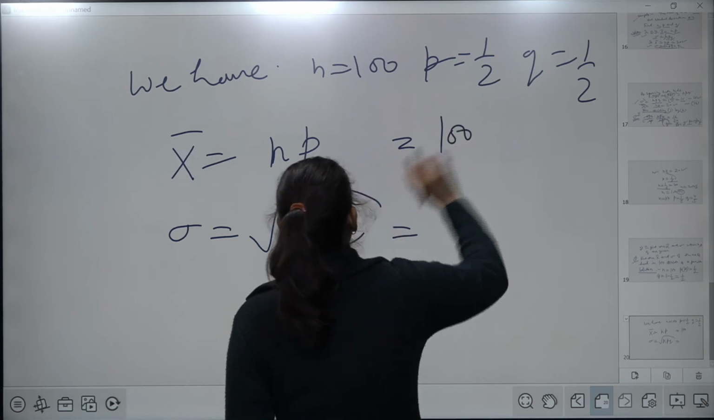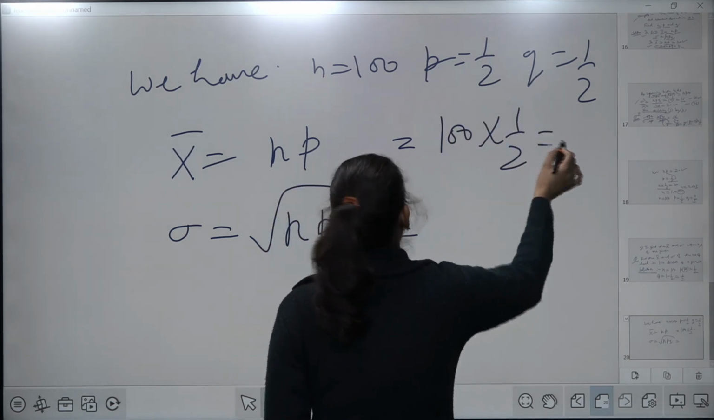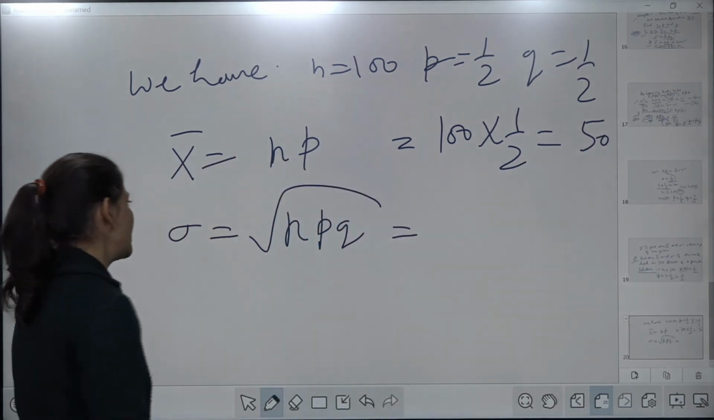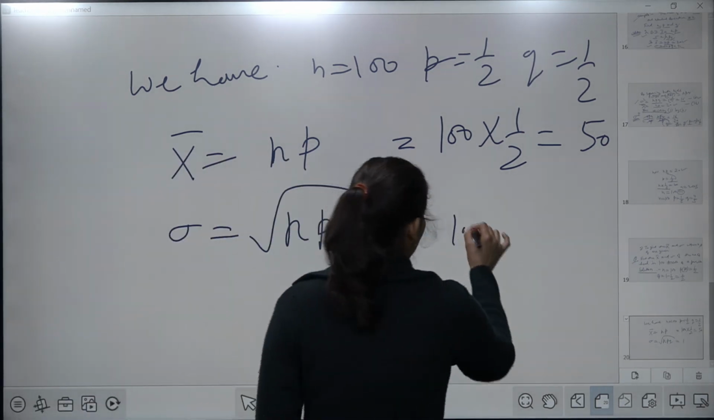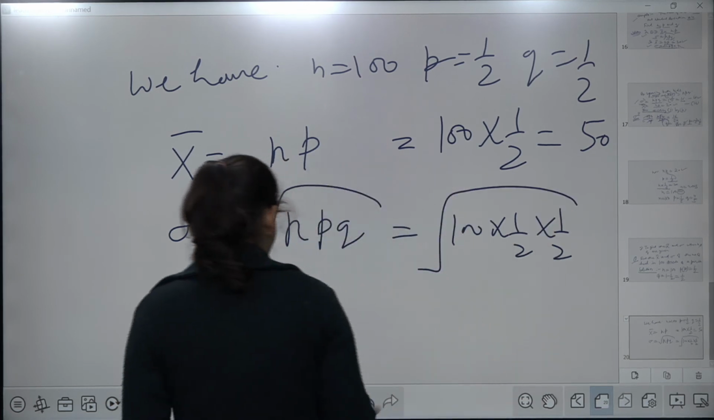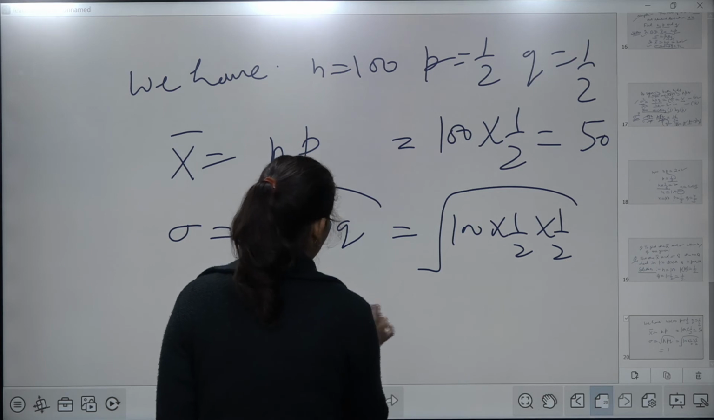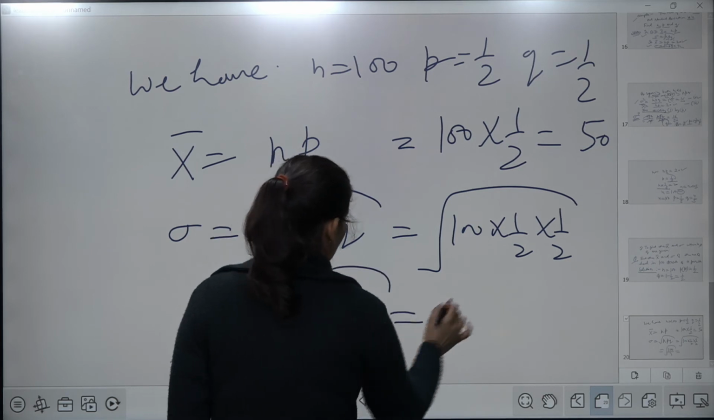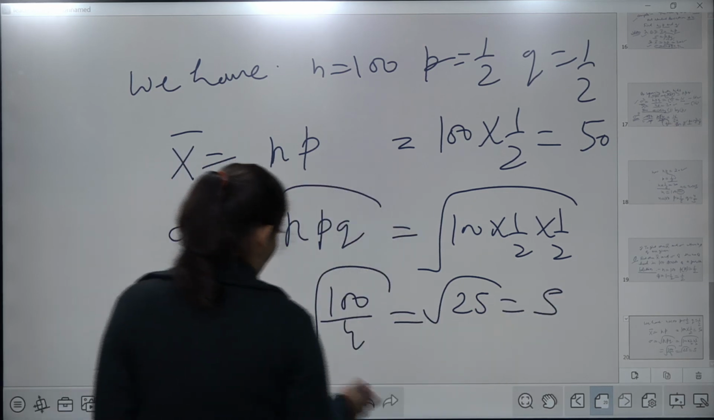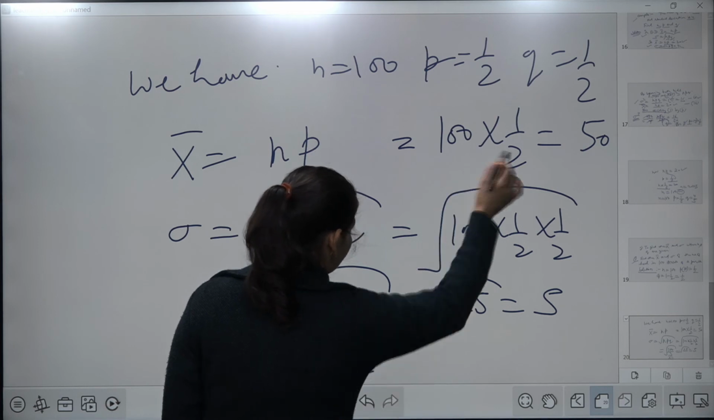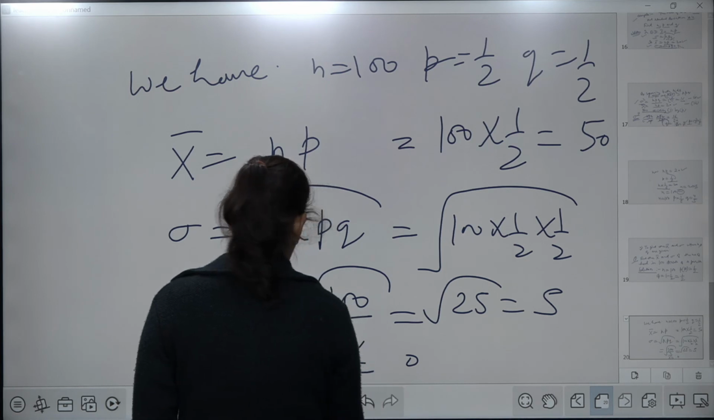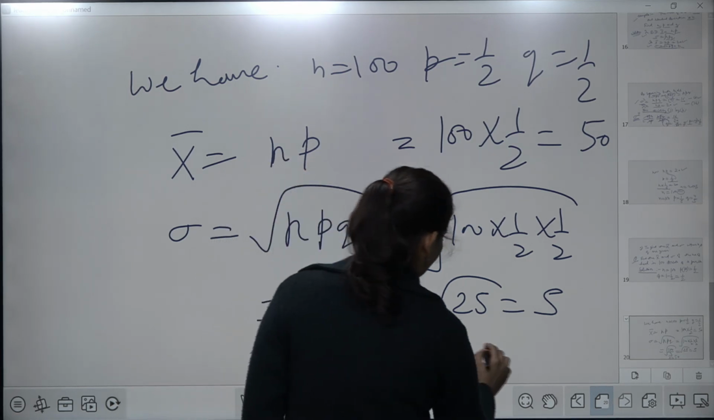So, here N is 100, P is 1 by 2. So, mean will be 50, right, and then what will be the value of standard deviation? Very easy, 100 into 1 by 2 into 1 by 2. So, 100 divided by 4 is 25, and the square root of 25 is 5. So, we have both values: mean is equal to 50 and standard deviation is 5.